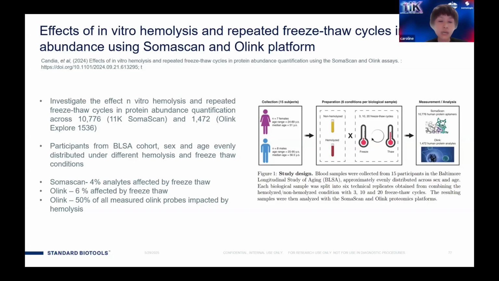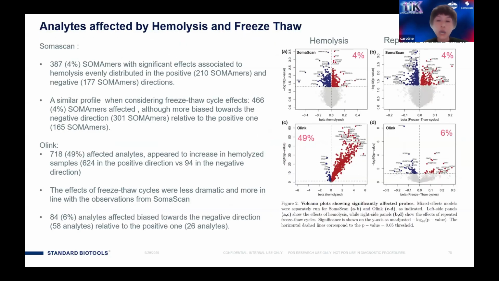So the authors actually did the study on both the Olink platform, which is the Olink 1.5K assay, as well as the SomaScan 11K assay, to look at, if you have samples that have gone through multiple freeze-thaws and if you have hemolyzed samples, how does it affect the detection rate? So shown here are the data, right?